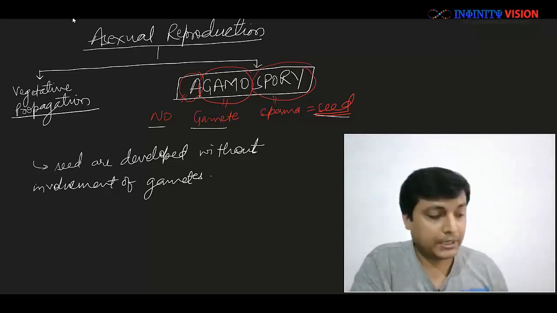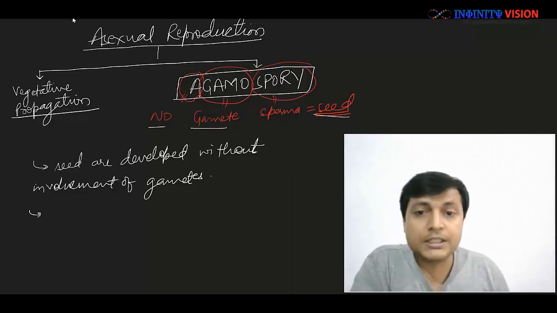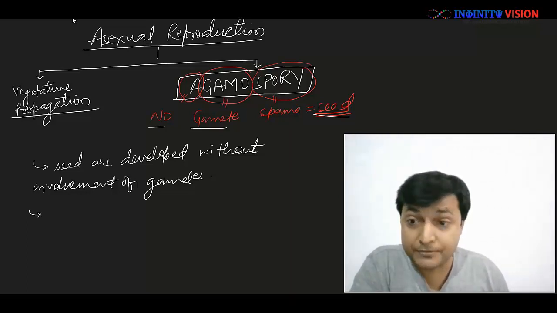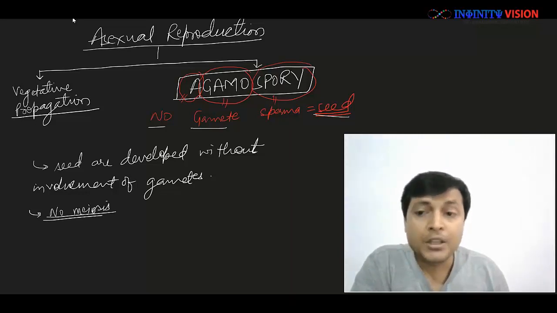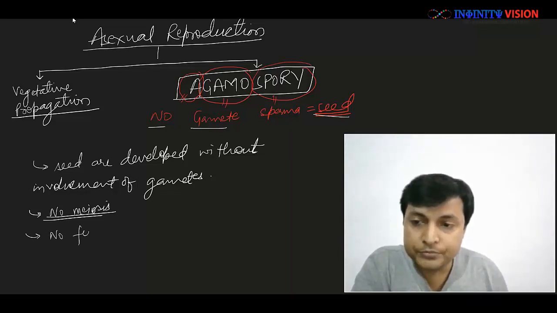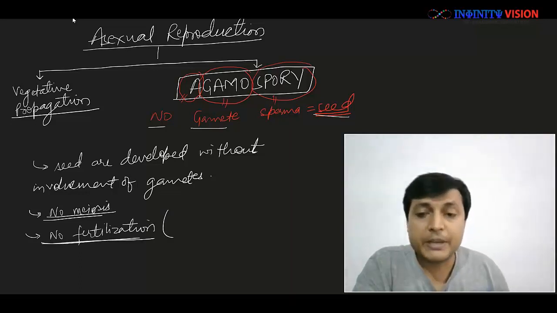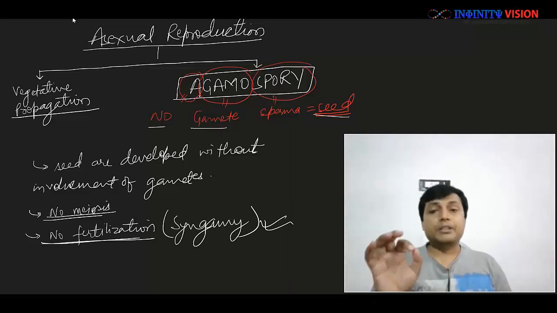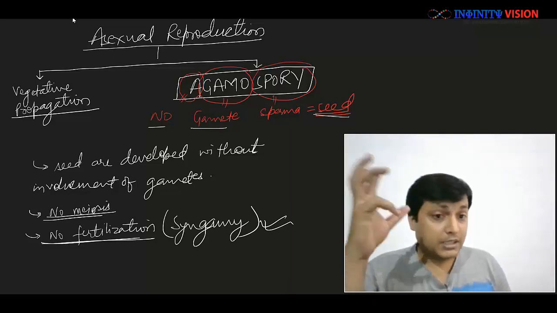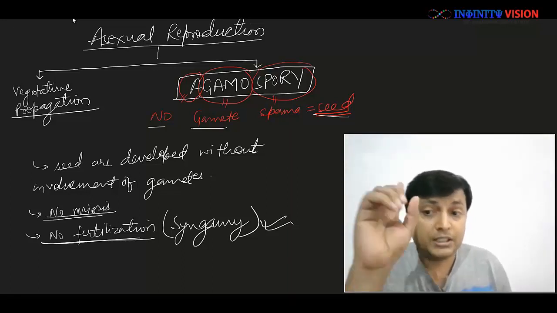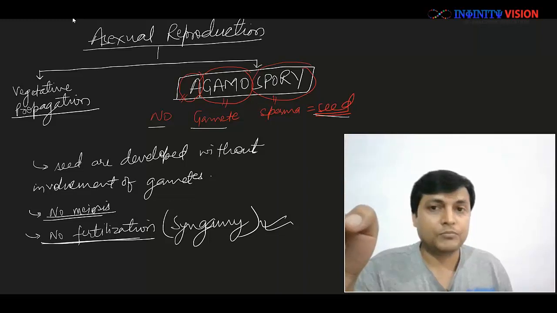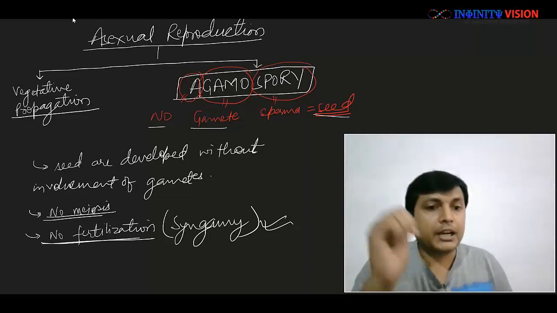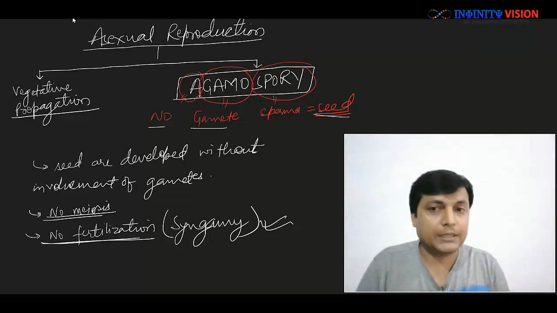Okay, so if in a plant, seed is formed without the involvement of gametes, then we call this process agamospory. Okay, now if the seed is being formed without gametes, it means there is no gamete formation, so there will be no meiosis. Yaad rakhiyega, there is no meiosis. Also, there will be no fertilization event. Especially, there will be no syngamy. Okay, so remember these things, that in this particular type of phenomenon, that is agamospory, there is no meiosis, no fertilization. Okay, and still the seed is formed. Now, there are different ways of agamospory. Okay, what are they? Let's see.